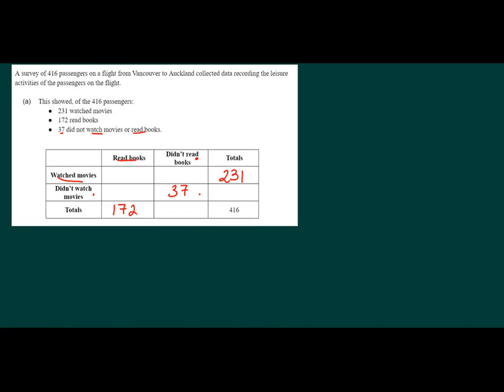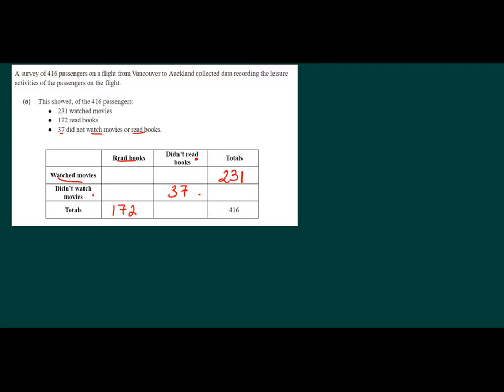172 of them read books. So this is your read books one. So 172 read books. And then 37 of them didn't watch any movies or read books. So didn't read books or watch movies, that goes into the square here, that's 37. So now what we can do is go through and start filling in the rest of the gaps. Okay, and that's what we're going to do. So let's do that.